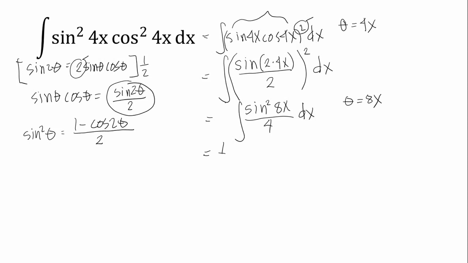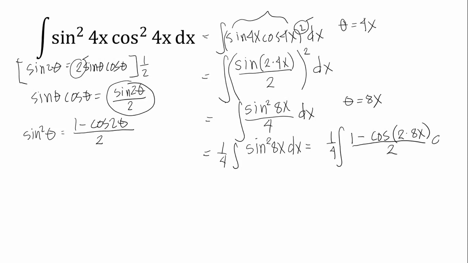So we factor out 1/4 outside of the integration. Then because it is a constant, we can actually take the constant outside of the integration sign. Then we have sine squared 8x dx, or it is equal to 1/4 times the integral of 1 minus cosine of 2 times 8x over 2 dx.